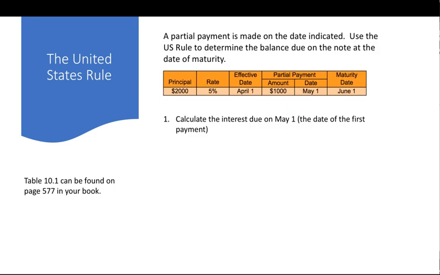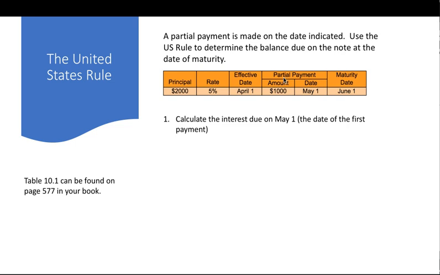So let's look at how this would be used. So consider this problem. A partial payment is made on the date indicated. Use the U.S. rule to determine the balance due on the note at the date of maturity. So, a certain someone borrows $2,000 at 5% interest. The effective date is the date that you take out the loan. So the effective date is April 1st.